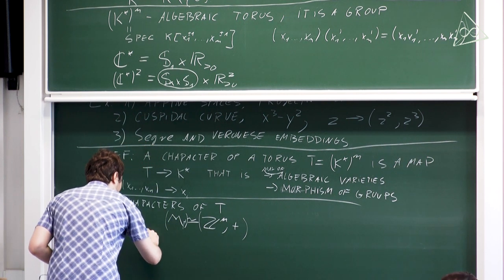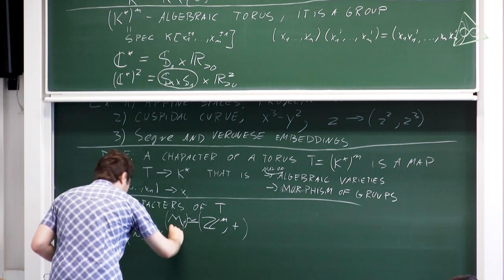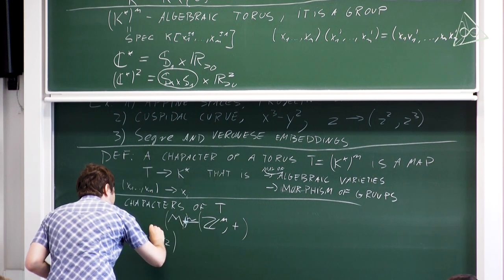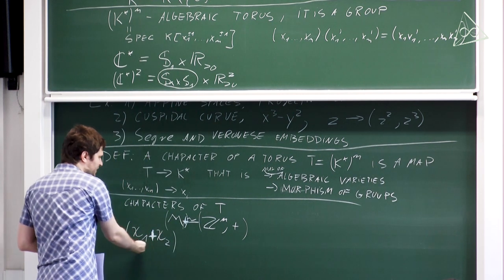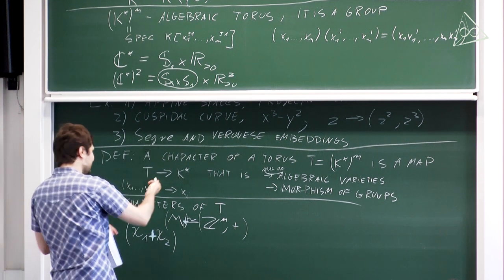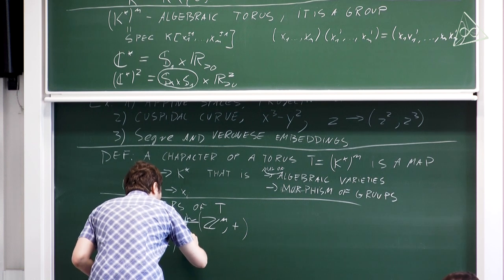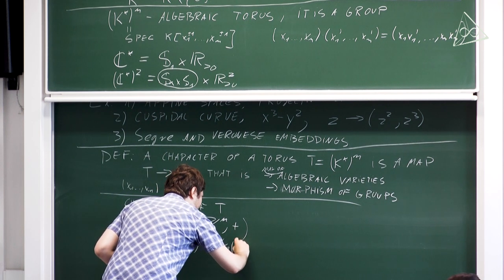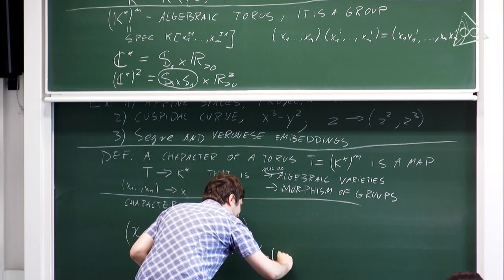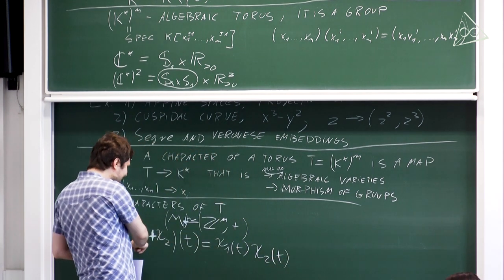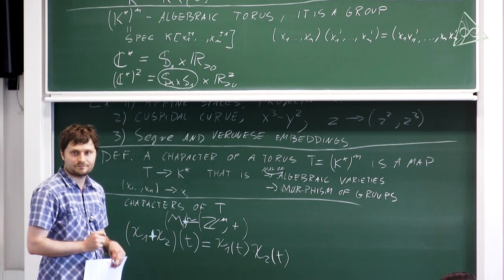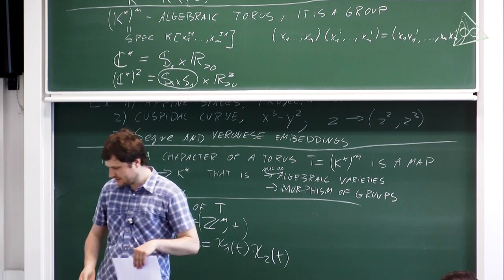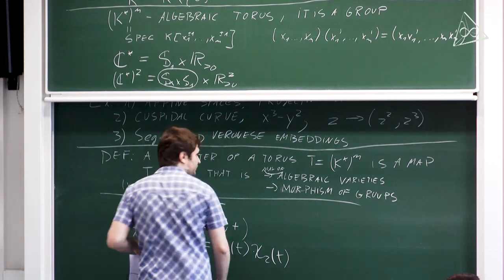If I take two characters, and I want to add them, let me use a different color for this addition. So this is a blue addition. I want this to be a character, so it has to be a function from a torus to K star. What value does it take on a point of T? Well, I have to evaluate one character, and I have to evaluate the second character. Now these are monomials, and to add exponents, I need to simply multiply them. So you can treat this as a definition of a blue addition. So this is an intrinsic definition of characters of a torus.